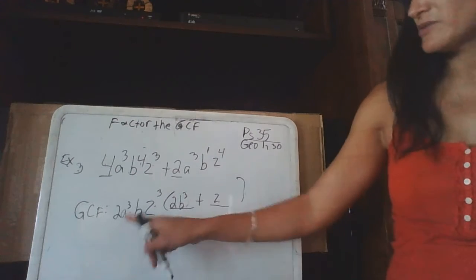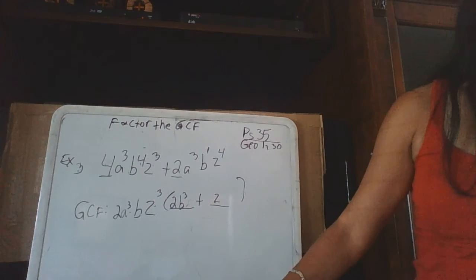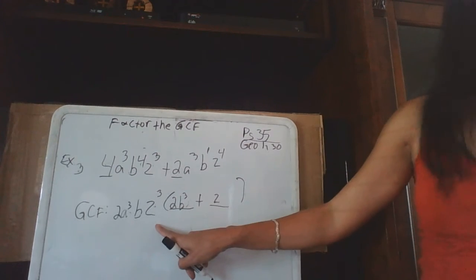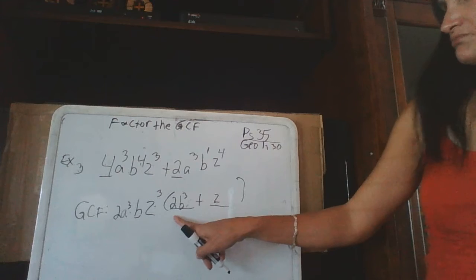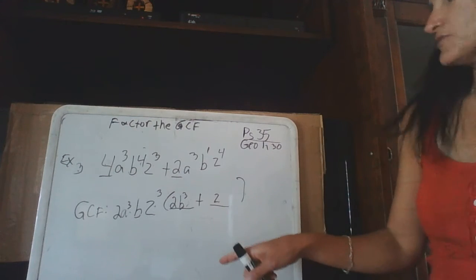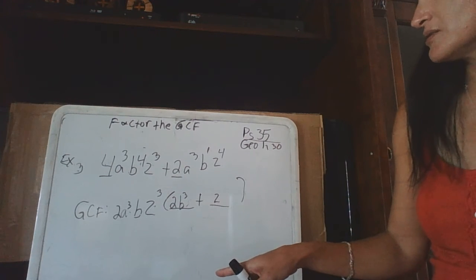Now what I want to do is check it to be sure that I did it right. So I'm going to look at the book, but I'll show you how to check it. 2a cubed b z to the third, 2b cubed plus z. And I forgot a letter. What did I forget here?